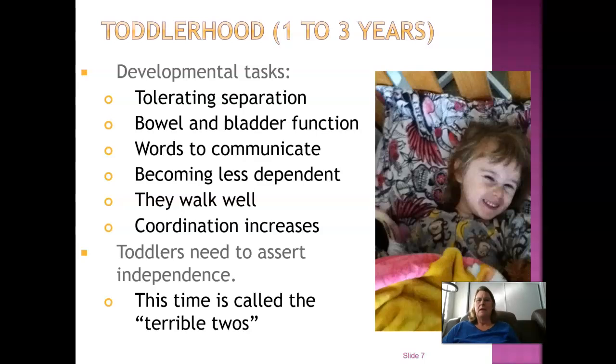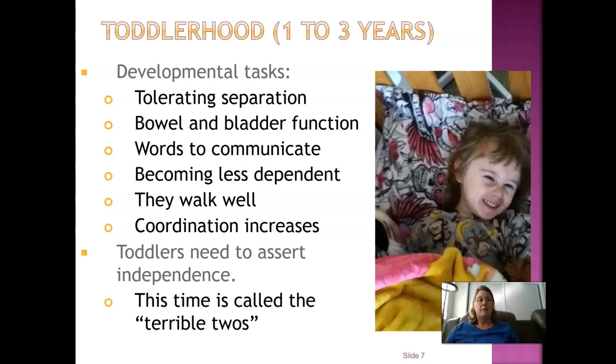Then we get to toddlerhood, which we consider from 1 to 3 years of age. They're growing fairly quickly in weight and height, adding weight onto the body. Developmentally, they're tolerating separation at this point. They're learning how to be a little bit more independent, and unfortunately they are trying to assert their independence, which is one of the reasons why we call this the terrible twos. It's a time where everything is me, me, me. They don't really grasp how what they're doing impacts the rest of the family or other people. It's just how does everything revolve around them.